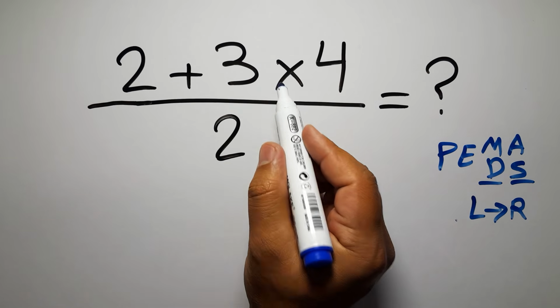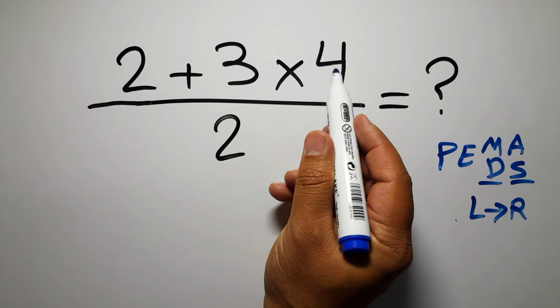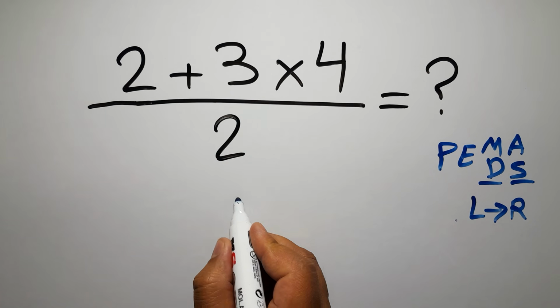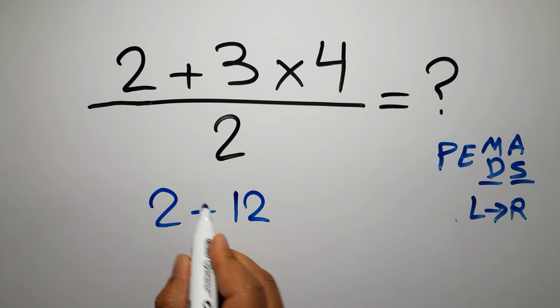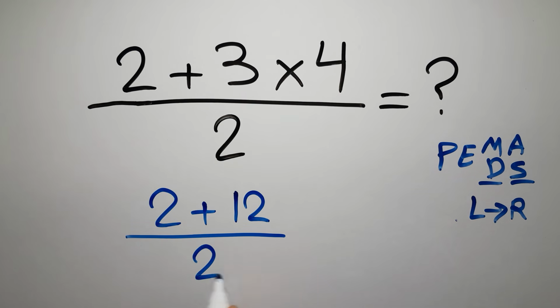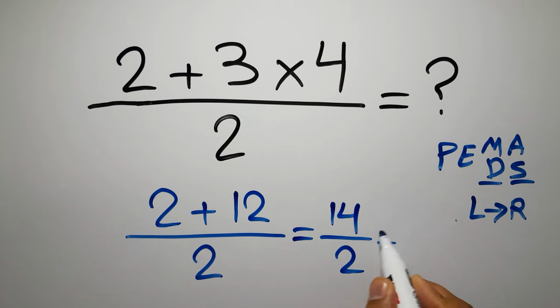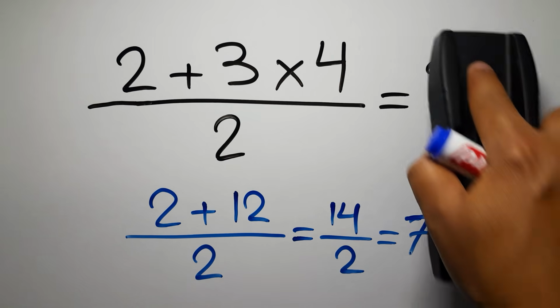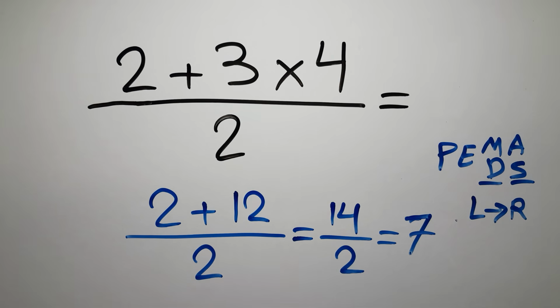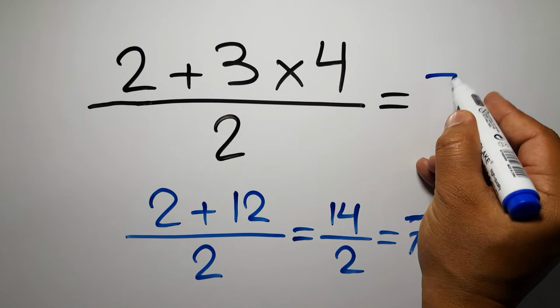Okay, so first we have to do 3 times 4, which equals 12. So we have 2 plus 12 over 2. Okay, and now 2 plus 12 gives us 14. So 14 over 2 is just 7. And this is our final answer to this problem. The correct answer is 7.